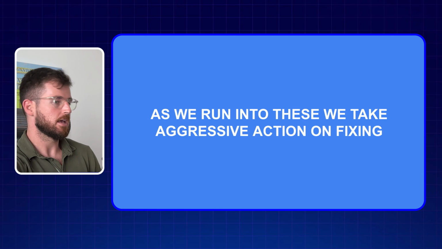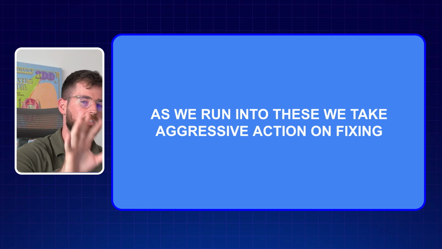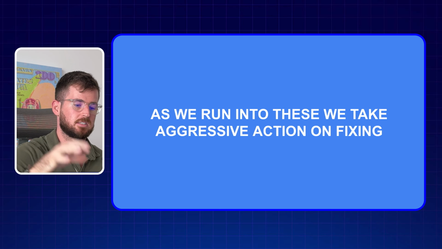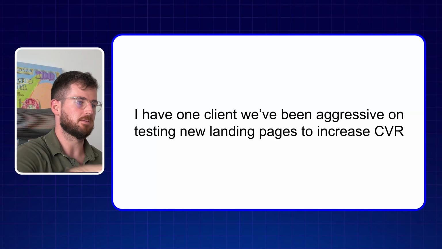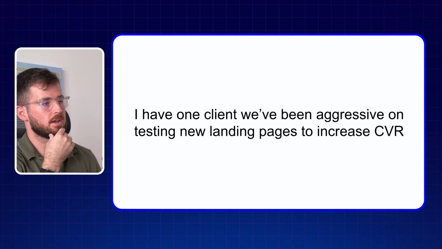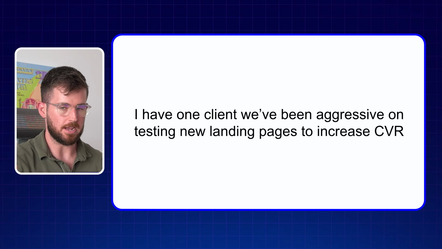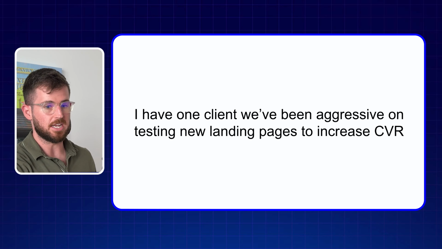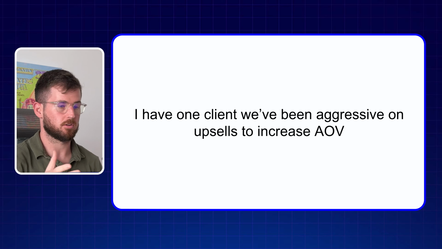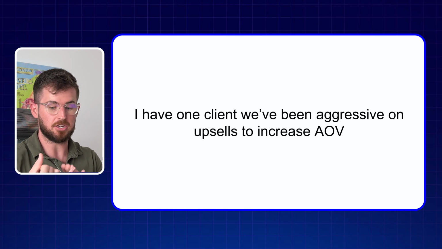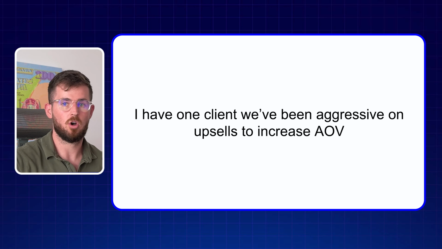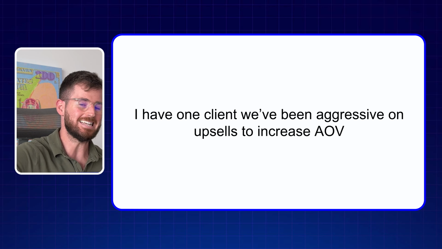Now, again, as we run into these, you want to be consistently going through your funnel, identifying these and scanning for them, and then simply taking aggressive action on fixing it. So for example, we have one client right now with amazing creatives. We stopped testing all new creatives and went aggressive on landing pages because that's what his business needs right now. We have another client right now with amazing landing pages and amazing creatives, but we're going heavy on AOV testing because that's all they need right now.